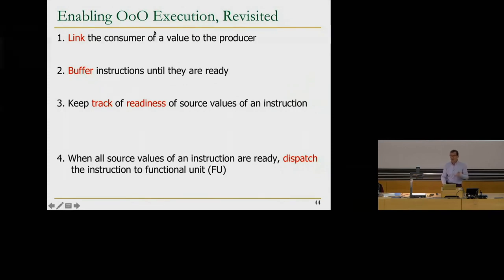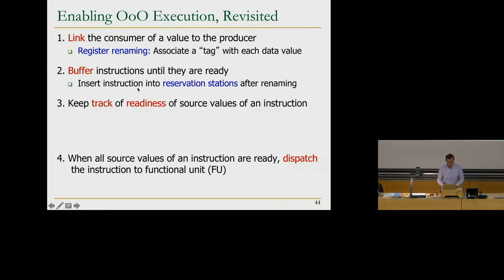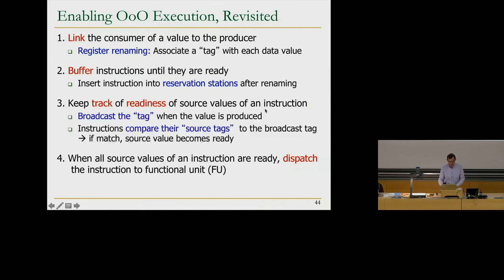Basically, how do we enable out-of-order execution? We need to link the consumer of a value to the producer, and we do this through register renaming. We associate a tag with each data value, and the tag is now the physical register ID. And then we buffer the instructions until they're ready. By inserting them into the reservation stations, we keep track of the readiness of the source values of an instruction in the reservation station. We broadcast a tag when the value is produced. Instructions compare their source tags to the broadcast tag, and if matched, the source value becomes ready.